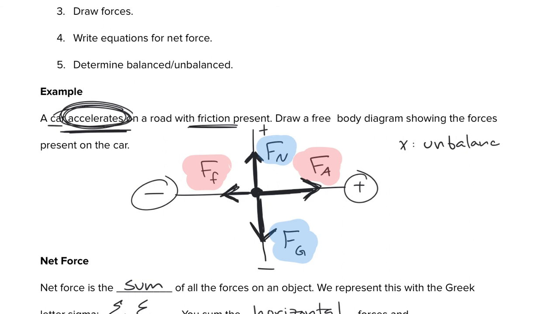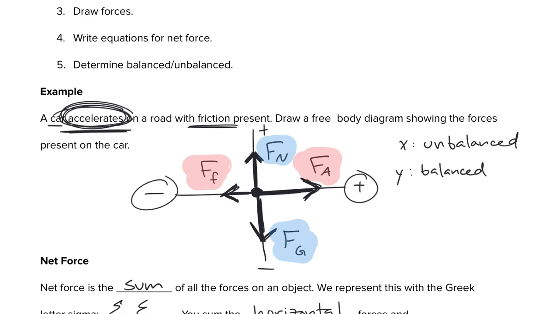You could think about it as tug of war. FA versus FF, which one's going to win? It's unbalanced. FA is going to win, so it accelerates. And then in the y direction, our Fn and our Fg are exactly equal. Why did we make them that way? Because our car is just going to be going along the road, not falling into the road and not flying up because the road kicked it or something. Since it's staying the same vertically, that's balanced. That's a constant zero velocity in the vertical direction.